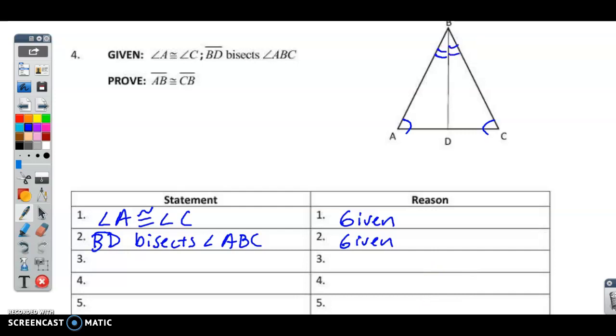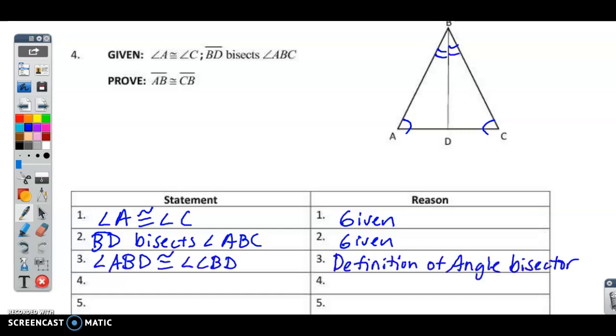Okay, perfect. So now we can fill that in. So we can just write that those two angles are congruent. And how do we know that? That's just the definition of an angle bisector. Bisect means to cut directly in half. Bi means two, sect means cut, bisect.